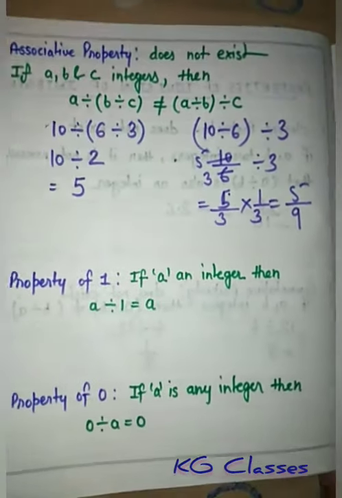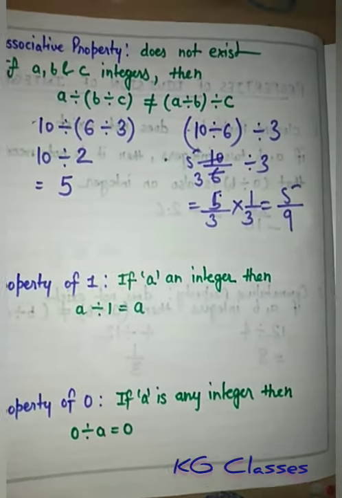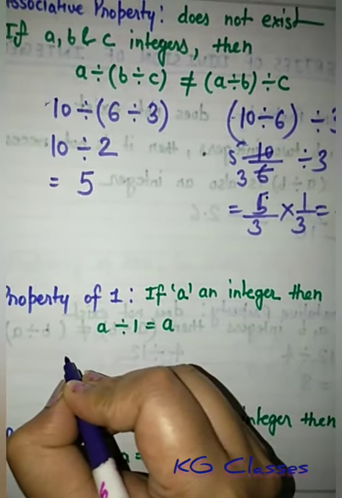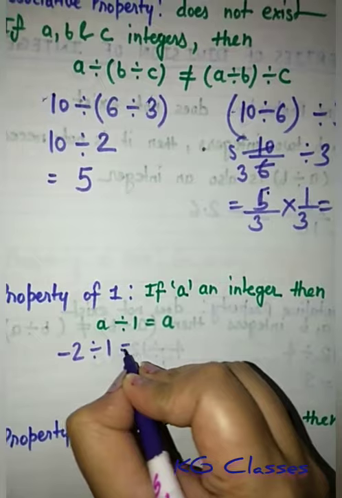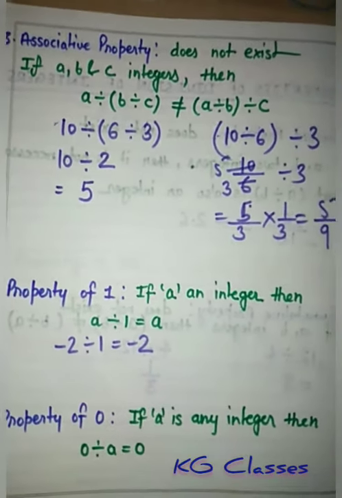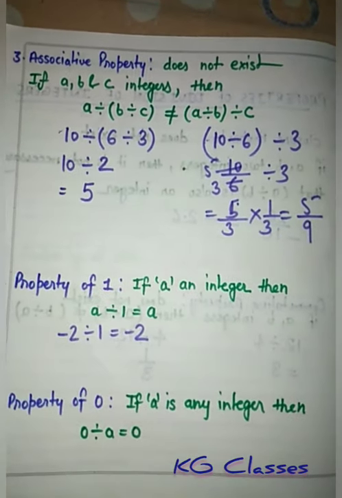Next property is property of 1. If a is an integer, then a divided by 1 is equal to a. It is simple. If we have an integer minus 2, if we divide minus 2 by 1, we will get minus 2 in result. So it is satisfied here. So property of 1 is applicable in division of integers.